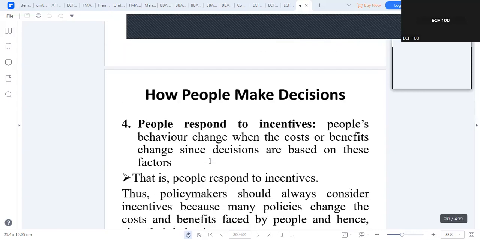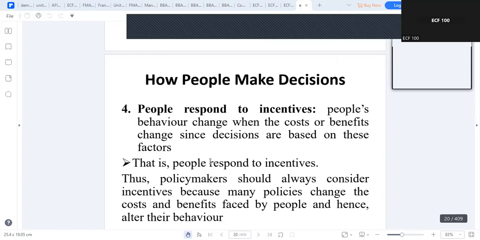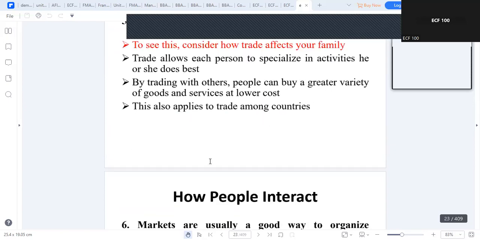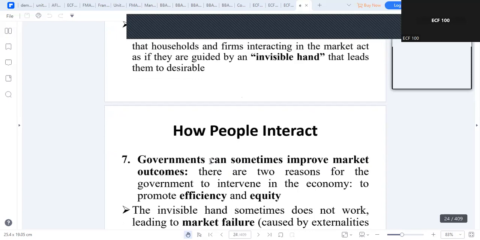The fourth and last is how people respond to incentives. So people's behavior will change when the costs or benefits change, since decisions are based on these factors. So policymakers should always consider the incentives because many policies change the cost and benefits faced by people. So basically, this is on the choices that we make.